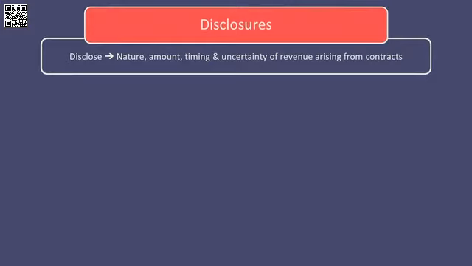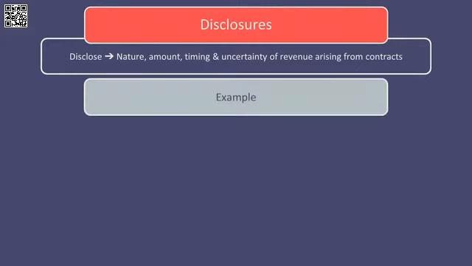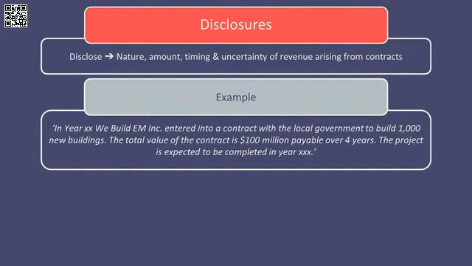Okay, so now you've tried it yourself, let's go through the solution. From year 1 to 4, the disclosure should detail the customer and the contract. Therefore, it will say something like, in year X, we, Buildum Inc., entered into a contract with the local government to build 1,000 new buildings. The total value of the contract is $100 million, payable over 4 years. The project is expected to be completed in year X.